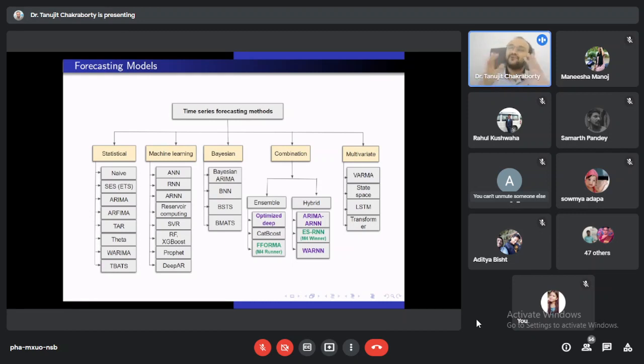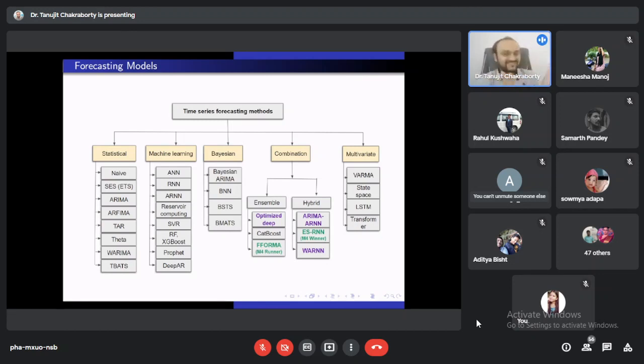Then, if you are someone who doesn't like the frequentist approach, who is Bayesian, I don't get any particular estimated value of any parameter. I try to get the prior distribution of that. Based on that, I want to understand the future. If you are someone who loves the Bayesian approaches, then you would be falling in love with the Bayesian ARIMA model, Bayesian neural network model, Bayesian structural time series model, and Bayesian maths model.